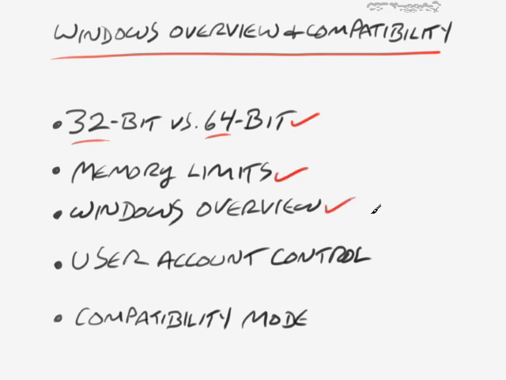Also, we'll take a look at a Windows overview, what you'll see in the interface differences between the various versions of Windows, and also user account control, which started with Windows Vista and is probably going to be in every version of Windows from this point forward. We'll also take a look here at compatibility mode, which is a great way to make sure that your older applications can continue to run in current versions of Windows.